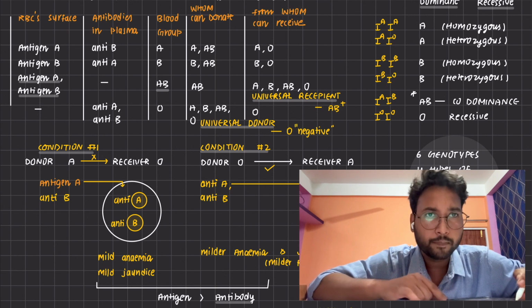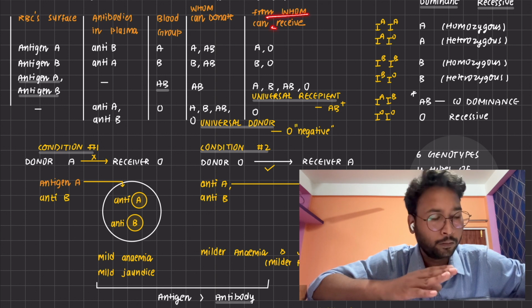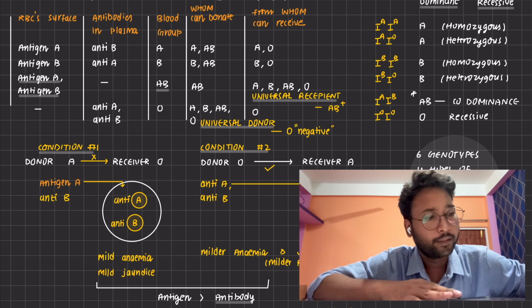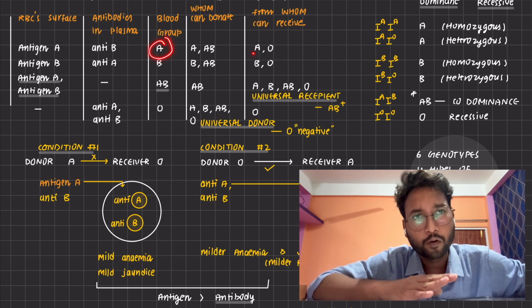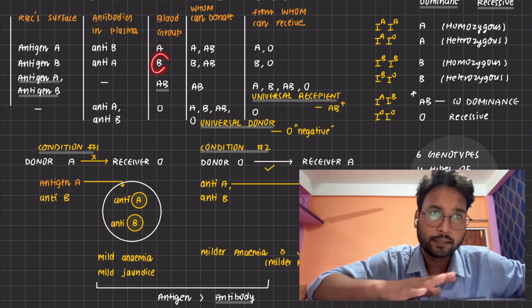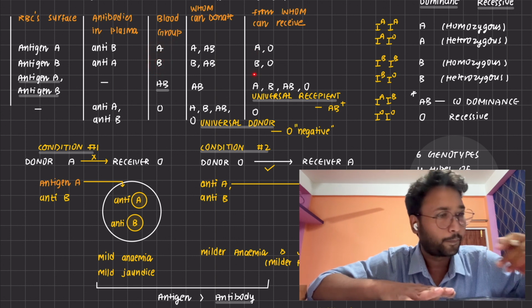If my blood group is AB, I can receive blood from A, AB, B, and O. If my blood group is O, then I can receive only from O blood group patients and not other than that. That is why it is the universal donor.